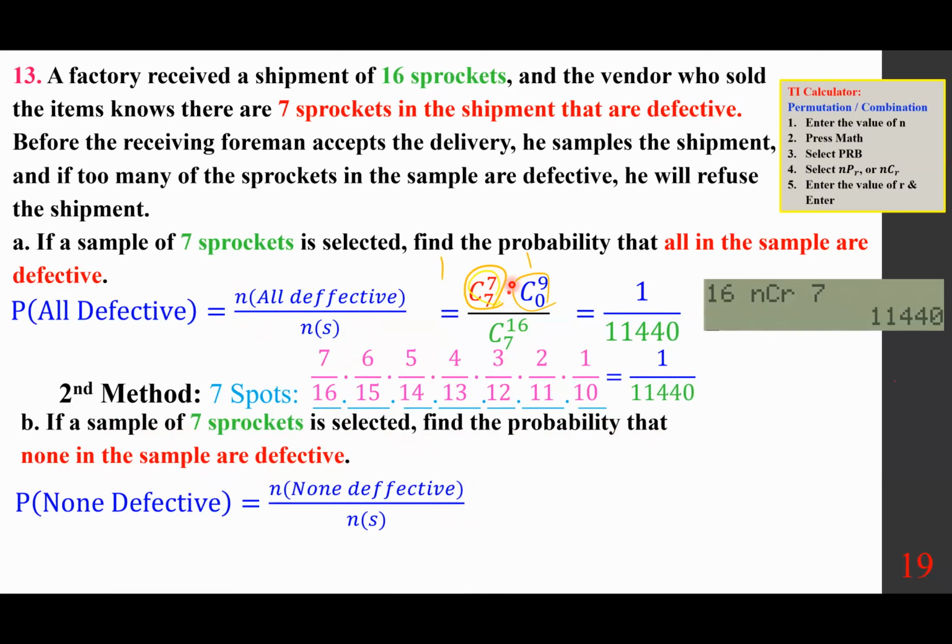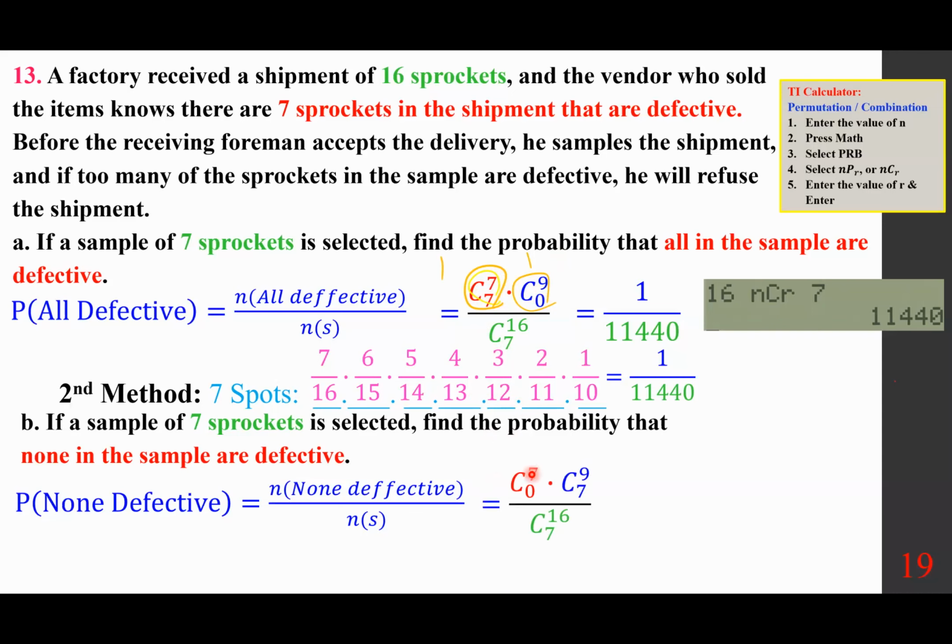But look at this one. What happens in the numerator? We wanted 7 out of 7 to be defective. Now we want 7 out of 0. So C7, 0. And this one is C9, but we want all of them to be non-defective. So I hope you see that this number changes to 7.